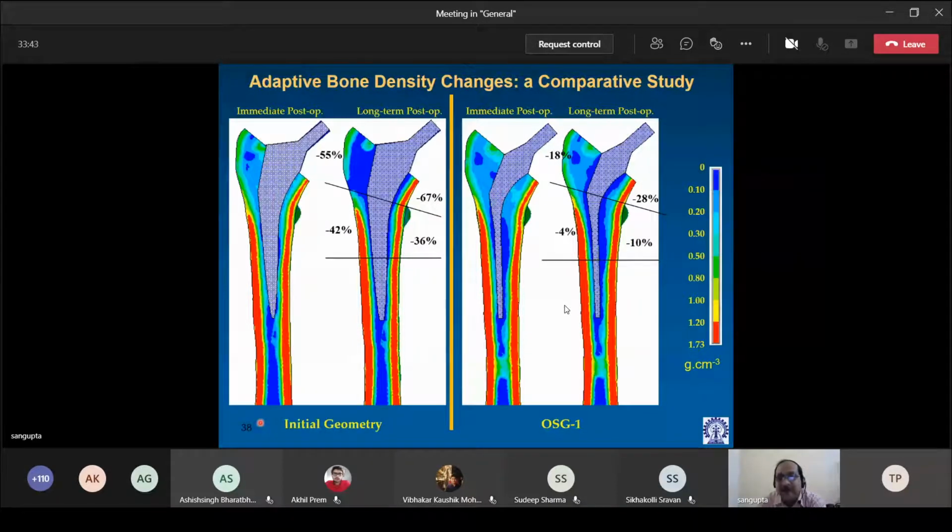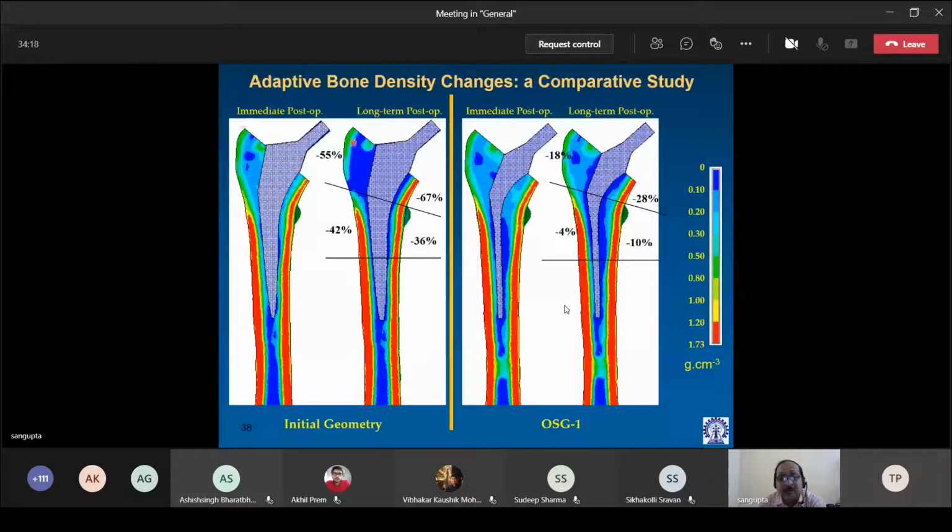Now let us compare from where we started. We have found some trade-off optimal designs. There are 3 optimal designs. But let us compare with the configuration from where we started, the generic design, the Trilok stem. So you can see here that this is the immediate postoperative condition of the bone density distribution.